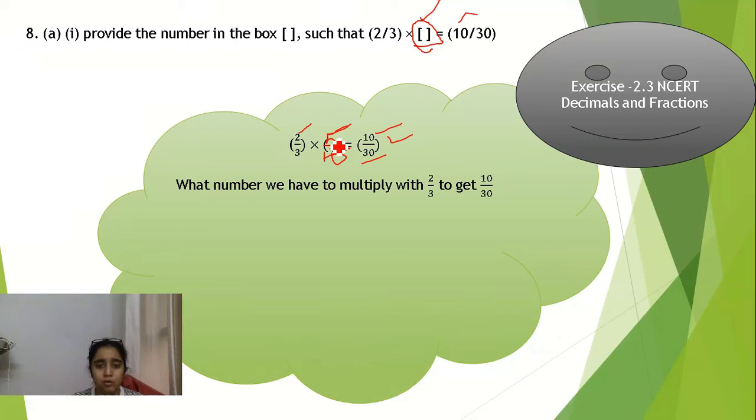And if you cannot find this number, how? There is an easy way to find this number. Just divide 10 by 2. If you divide 10 by 2, you will get the answer 5. And if you divide 30 by 3, you will get the answer 10. So our answer would be 5 upon 10.